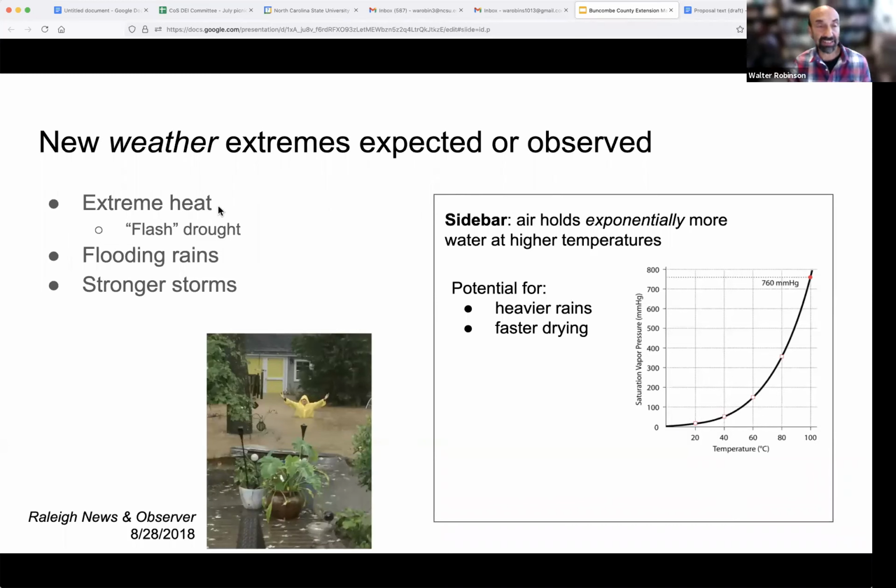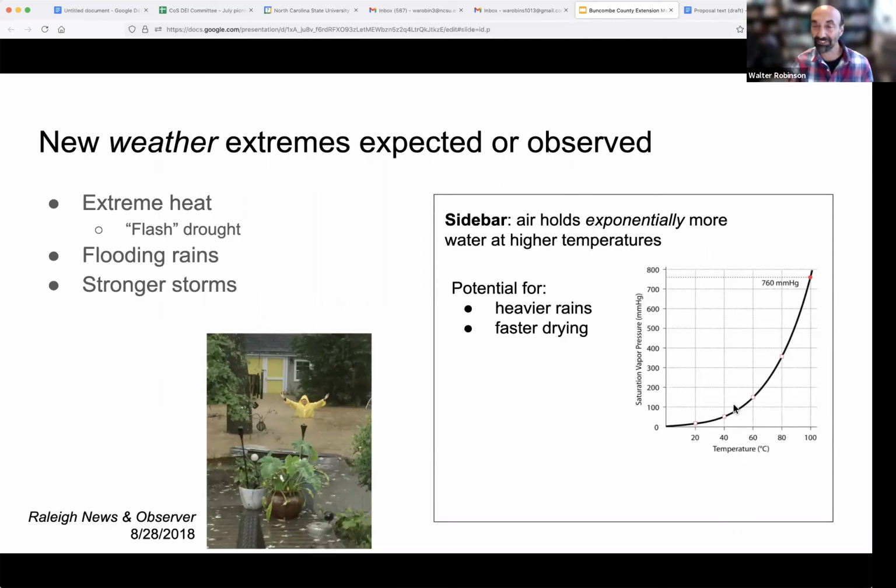So there's extreme heat, and that can dry things out quickly, flooding rains and stronger storms. And a sidebar here, which I do want to mention, gets to the word exponential or exponentially. People very commonly now overuse this word exponentially. They say this is exponentially larger. The price of housing has gone up exponentially. Well, it's gone up a lot, but it probably has not gone up exponentially.